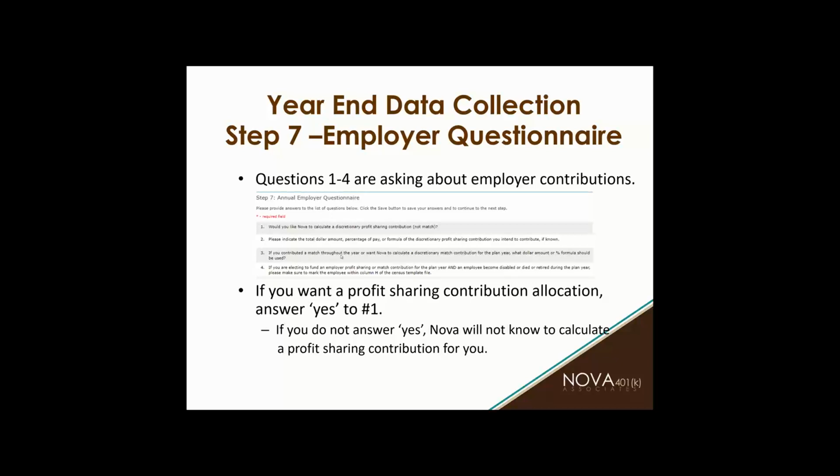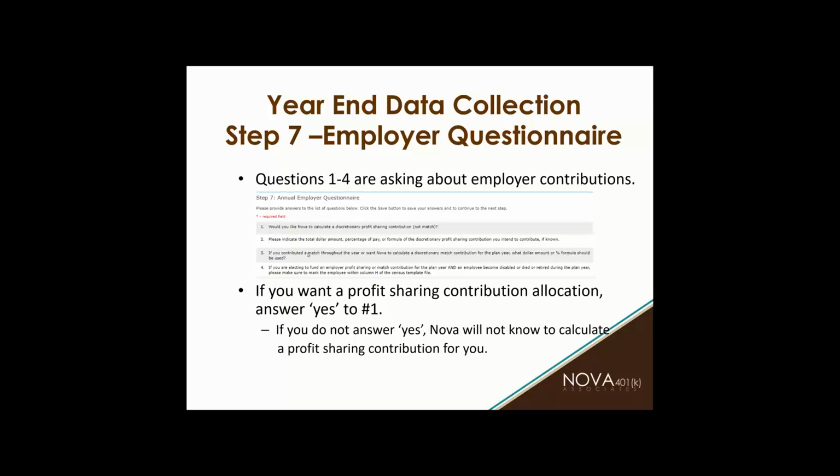If you contributed a match throughout the year or want Nova to calculate a match for the year, a discretionary match, not a safe harbor, what dollar amount or formula should be used? So let's say that you want to do a match. You don't want to do a profit sharing, you want to do a match. You could do both, it's up to you. And you say, I want to match dollar for dollar up to 4%. So you would put dollar for dollar up to 4%. Or let's say you have $50,000 that you want to spend as a discretionary match. You could put that there.